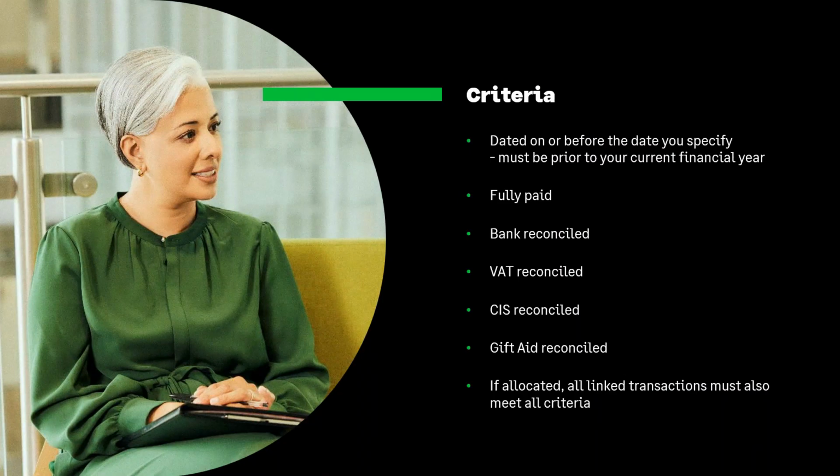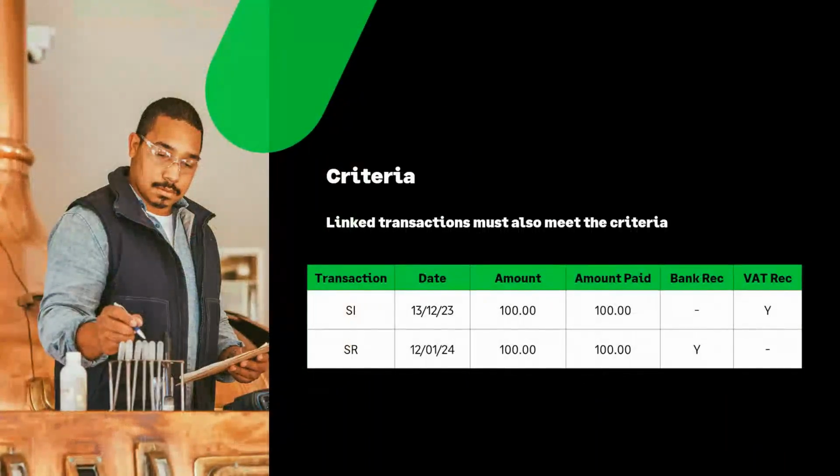Now that final bullet there says if allocated or linked, the transaction must also meet the criteria. I'm going to explain what I mean by that with a bit of an example. Let's say you've got an invoice and a payment against that invoice. Both transactions must meet the criteria listed there to be cleared. Otherwise, it won't clear either.